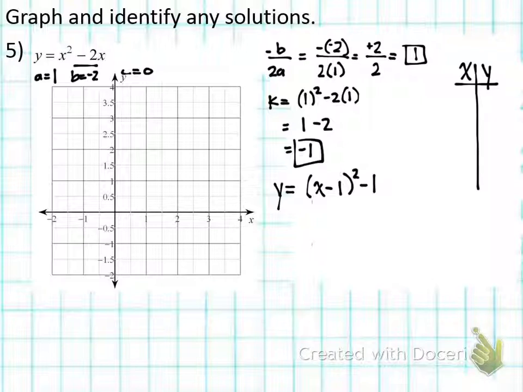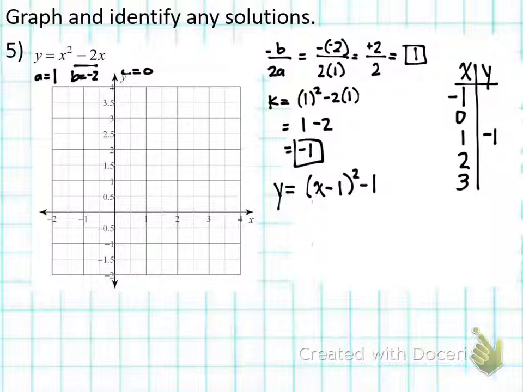What point should be in the middle of my table? 1, -1. Good. What two numbers are smaller than 1? What two numbers can I put? Good. What two numbers are bigger than 1? 2 and 3. Good. Okay, let's put -1 in. Should I put it into my original equation or into my vertex form? Or it doesn't matter? It doesn't matter.